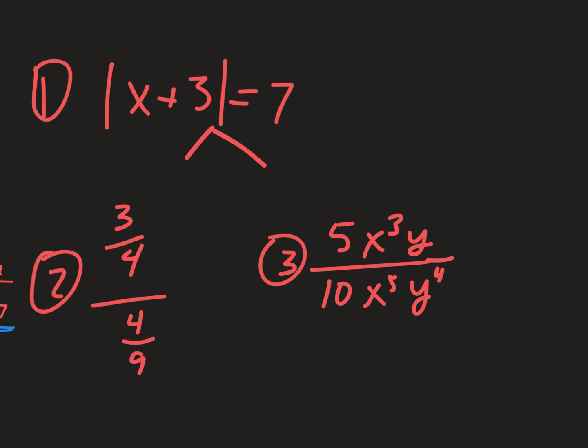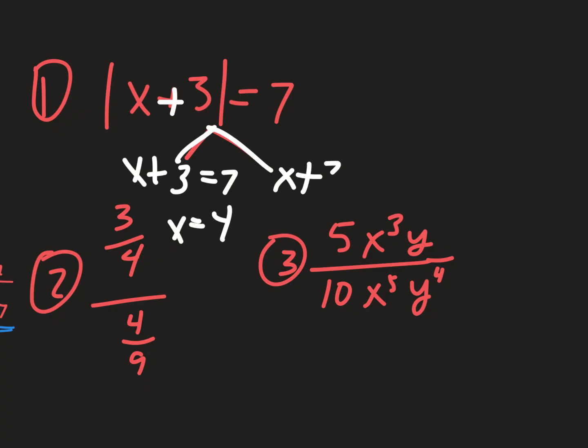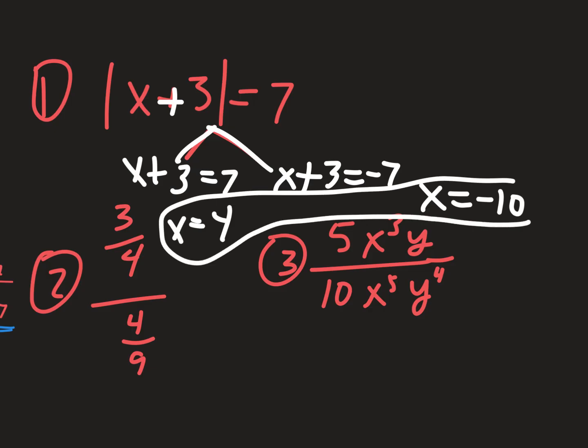This one you should have said, x plus 3 is 7, and so that's x equals 4. And the other way you do it is you say x plus 3 is negative 7, and so that one comes out to x equals negative 10. I'm curious, how many of you had your absolute value right? Not that many. Okay, that's an algebra basic that you used to know and you need to know.